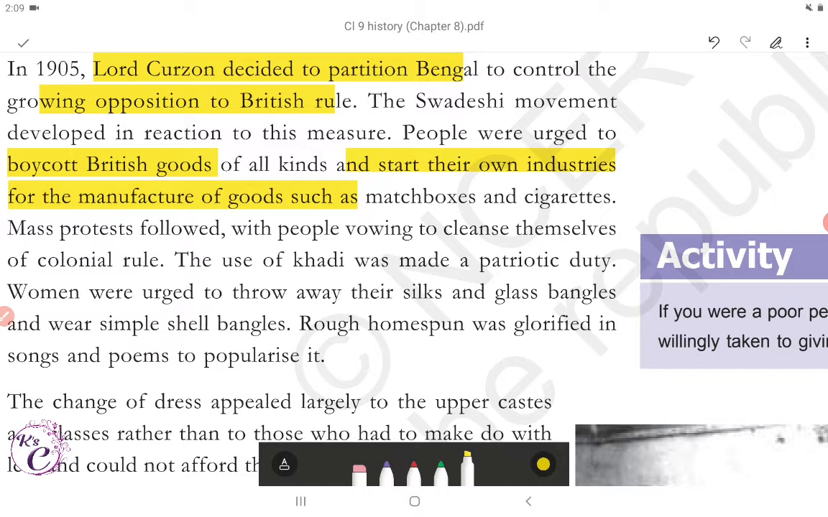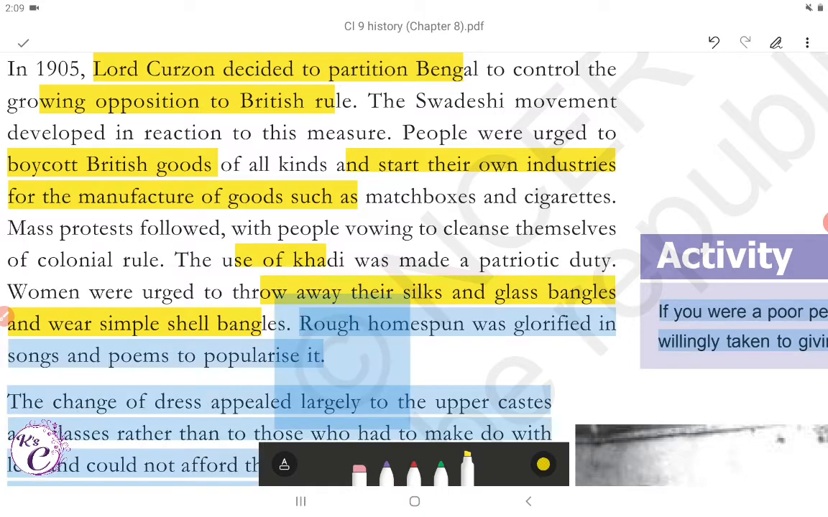Mass protest followed, with people vowing to cleanse themselves of colonial rule. The use of khadi was made a patriotic duty. Women were urged to throw away their silks and glass bangles and wear simple shell bangles. Rough homespun was glorified in songs and poems to popularize it.